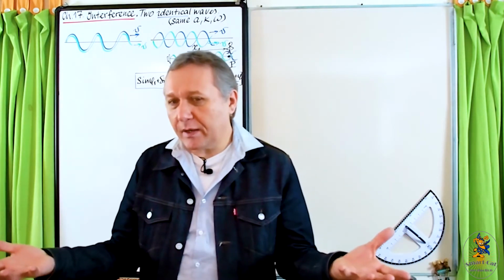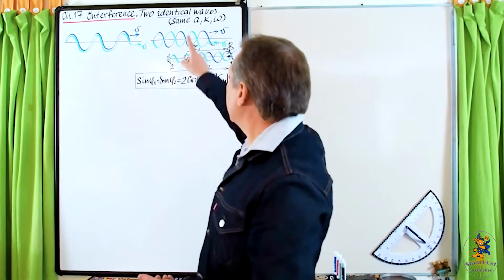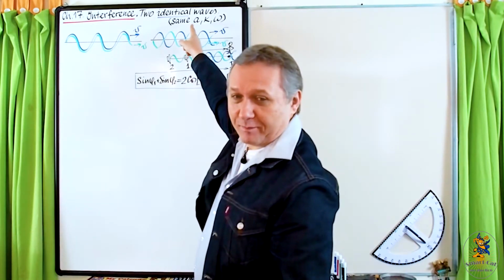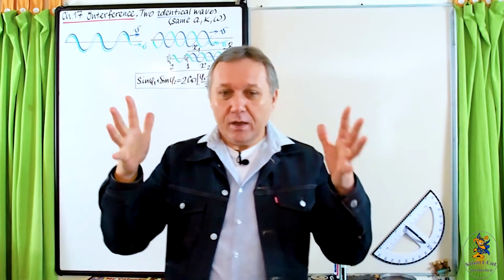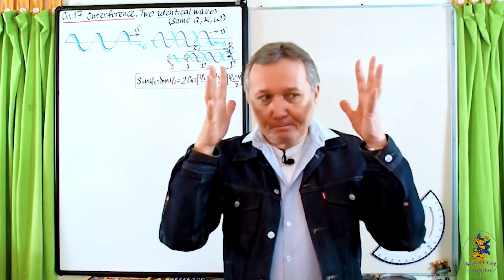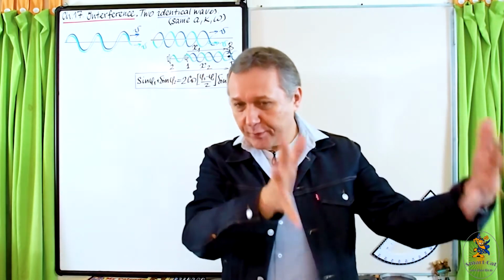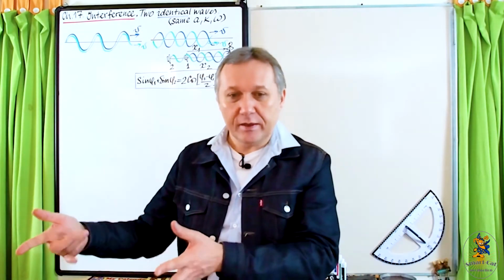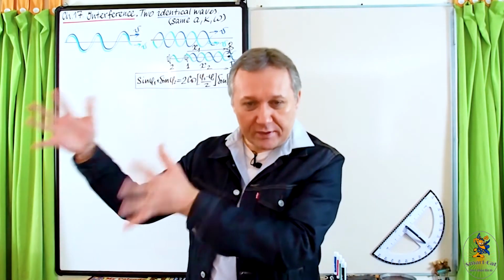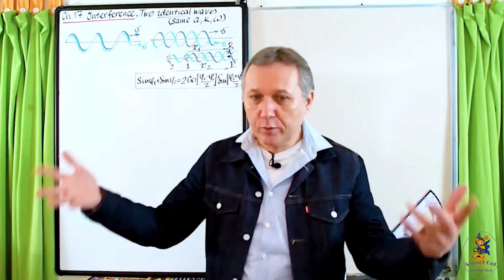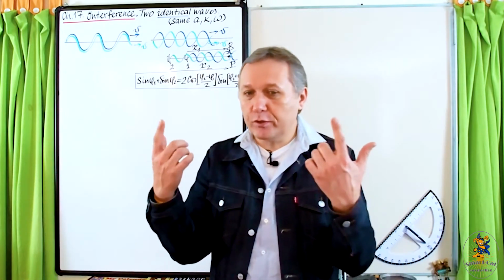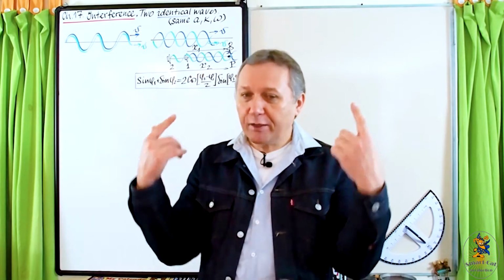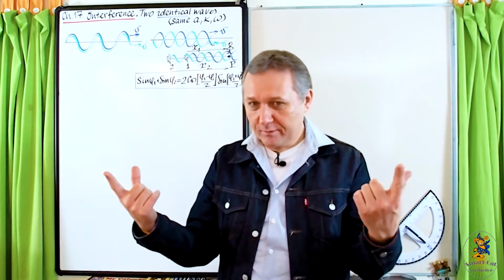So what do I mean by identical? They have exactly the same amplitude. They have exactly the same time behavior, for example, exactly the same period, and they behave in exactly the same way in space. So they have the same wavelength. So two identical waves. But of course, we're going to assume that they are produced by two different sources.